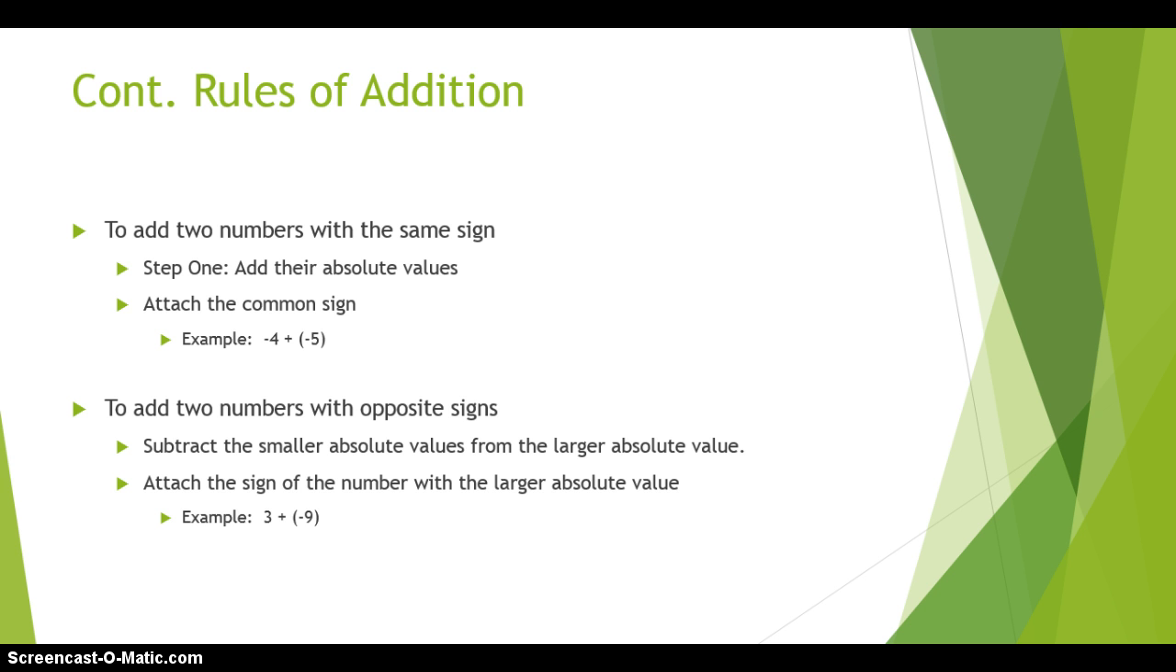So here are some continued rules for addition. To add two numbers with the same sign: step 1, add their absolute values, attach the common sign. So we have negative 4 plus negative 5. Well, they want us to add their absolute values first. So the absolute value of negative 4 is 4, plus the absolute value of negative 5 is 5, which is 9.